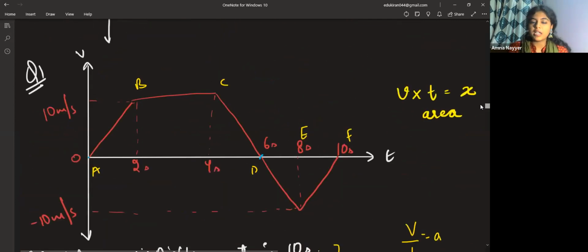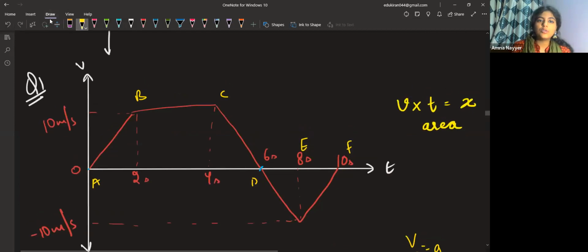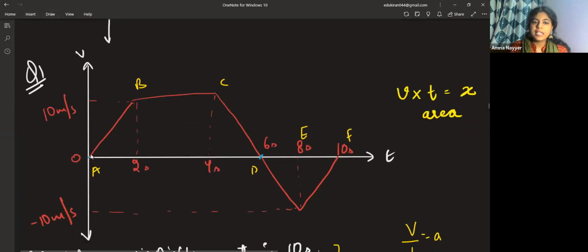Acceleration versus time graph. See acceleration, how to calculate the acceleration here. Acceleration is given by the slope. Slope is given by tan theta, which is V by T. So look, A1. What is velocity here? 10. What is time? 2. 10 divided by 2, that becomes 5 meter per second square. This is the slope of the graph.